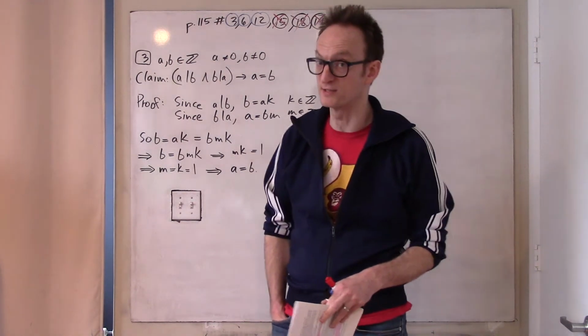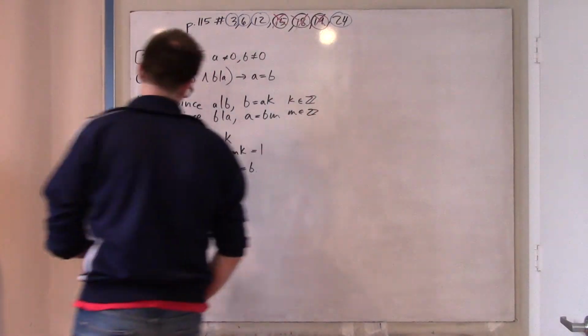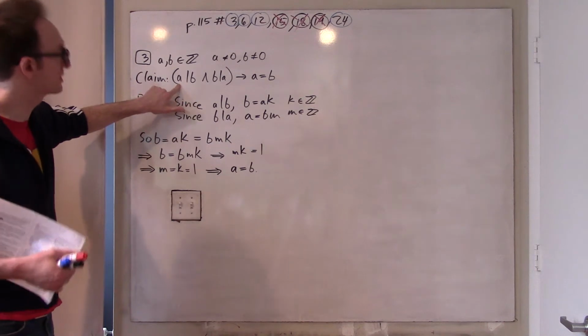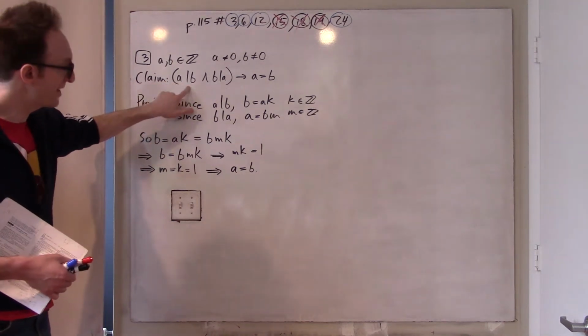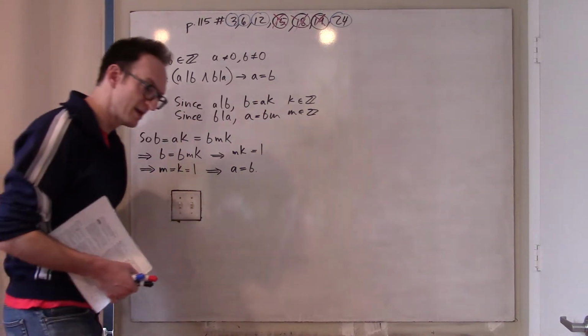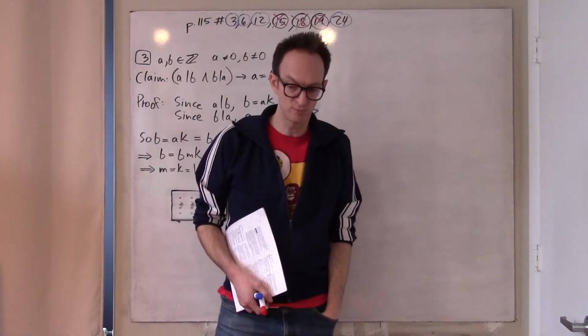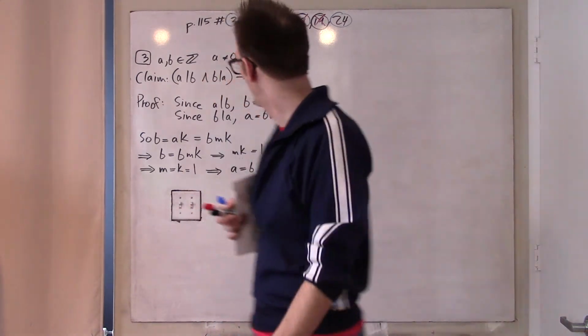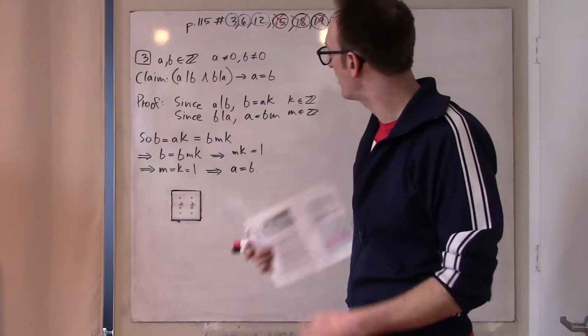Well, this proof is wrong. Why? And is it salvageable? The supposed theorem, the claim, is that if A divides B and B divides A, then A equals B. That's certainly very plausible. Hey, if 2 numbers are each factors of each other, then they must be the same number. Okay, let's see if it's true. Well, let's look at the proof.